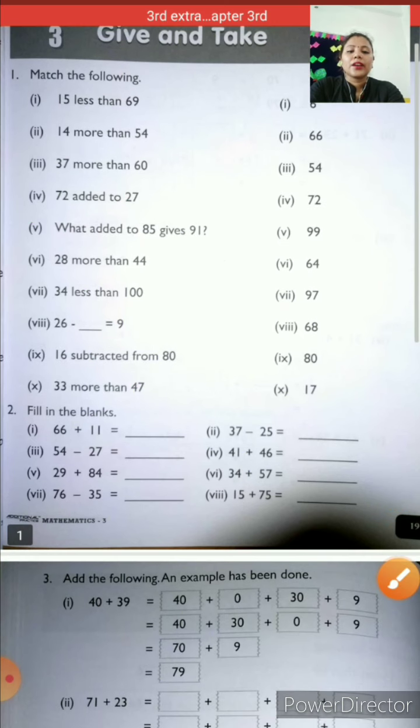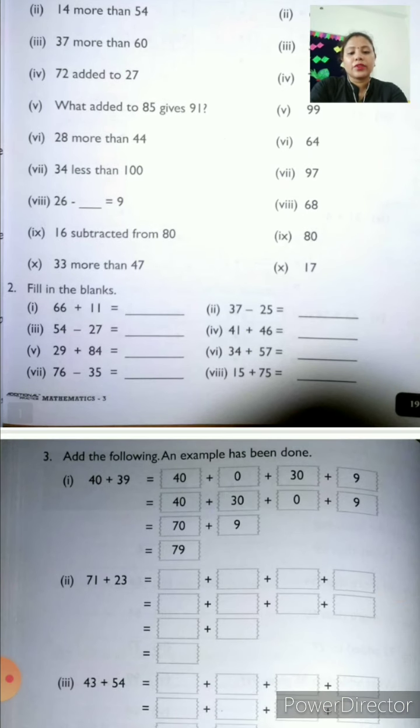Now come to the next question, question number 2, and what is that? Fill-ups. And these questions are all very easy. 66 plus 11, you know how to add. 54 minus 27, you know how to subtract. So this question is for you. Do it in your notebook.